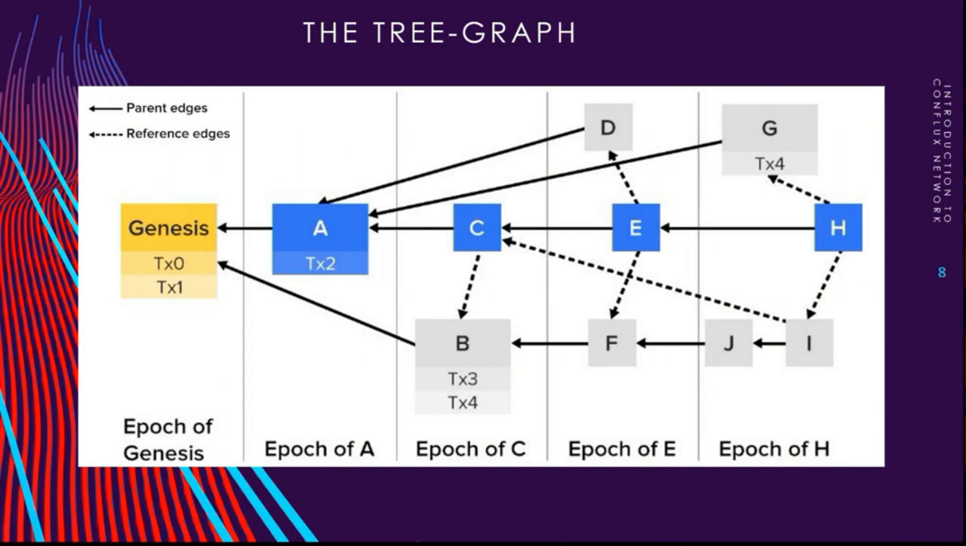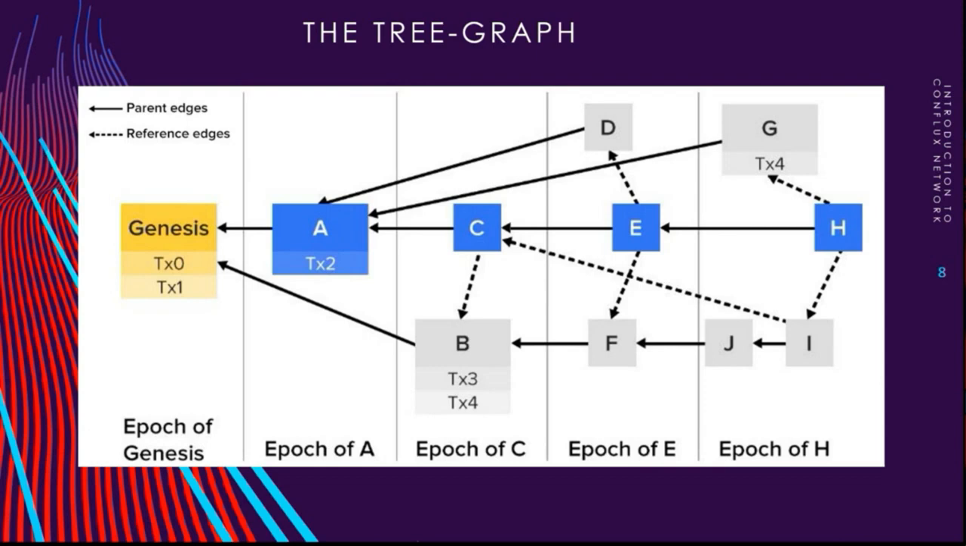So each block not only has a single parent, but it also keeps a list of all the references to previous blocks. So you can see that each block here on the chart has parent edges and reference edges. Having this list of references to previous blocks provides very valuable information about the order in which blocks are created. So when transactions come into play, Conflux employs the GHAST rule to choose the pivot chain.